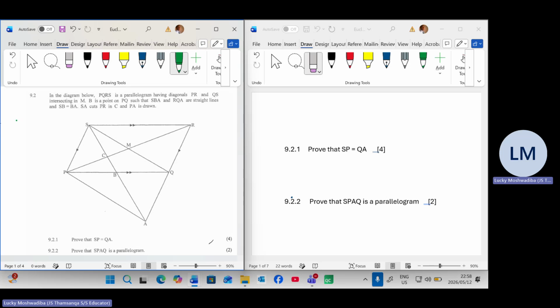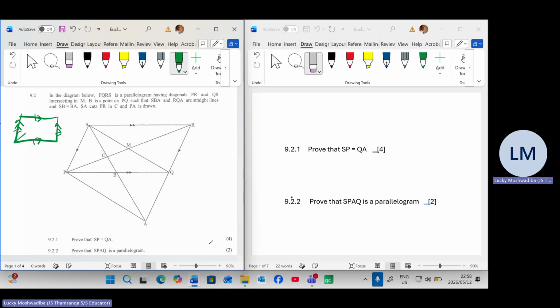What is a parallelogram? A parallelogram is any four-sided figure whereby the opposite sides are parallel and equal. So the opposite sides are parallel and also equal. What else do we know about a parallelogram? Maybe I should try to write more clean. Opposite sides are parallel and equal, and that is a parallelogram.